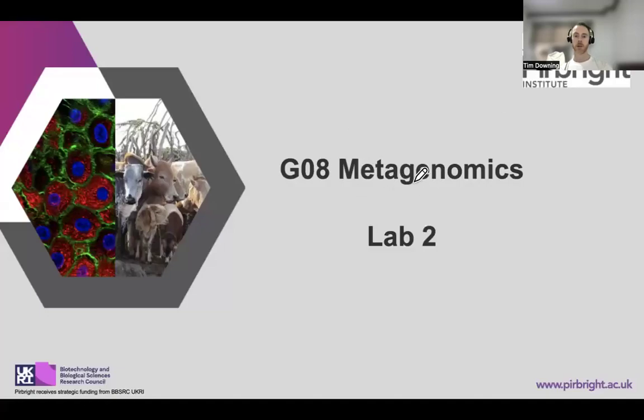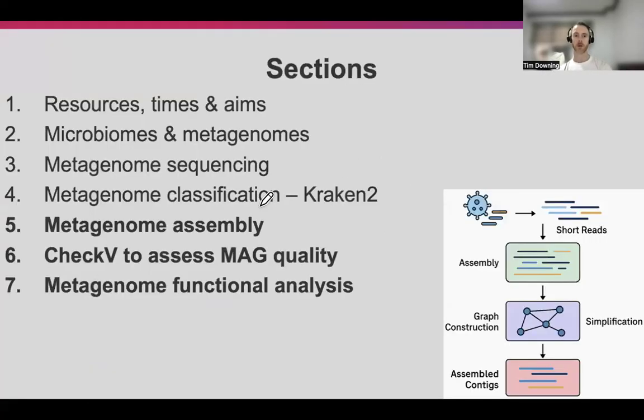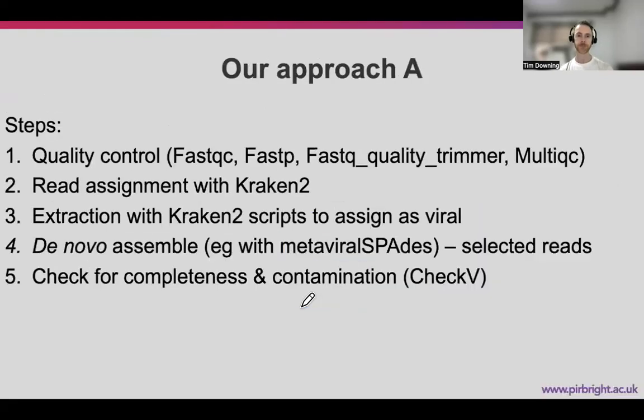Welcome to Lab 2 of our course G08 on metagenomics. In this lab, we're going to continue what we were looking at before, and we're going to focus on taking our FASTQ files of interest and using different assembly approaches to explore what's present. We'll then use CheckV to assess the contig quality that we've generated, and then do some exploration of particular contigs that are of interest using Logan search.